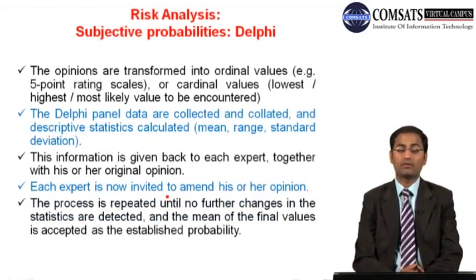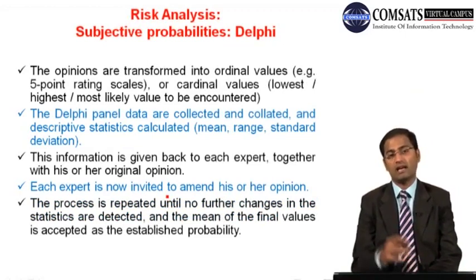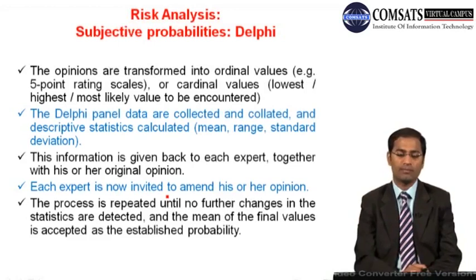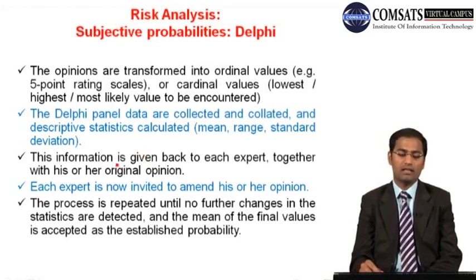The opinions are transformed into ordinal values, 5-point rating scales. In that case, in the example we were giving, we had already asked a numerical question and got cardinal values: lowest, highest, most likely value to be encountered. So the Delphi panel data are collected and collated and descriptive statistics calculated.